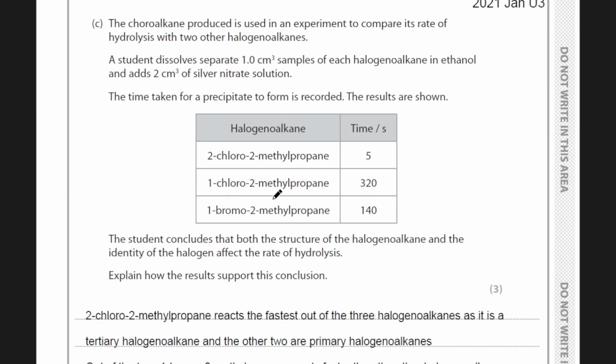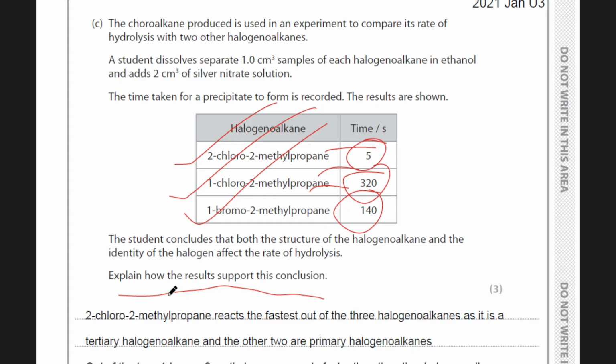Moving on, the chloroalkane produced is used in an experiment to compare its rate of hydrolysis with two other halogenoalkanes. Explain how the results support this conclusion. So we are provided with the time taken for the precipitates to be produced for each of the halogenoalkanes. We can clearly see 2-chloro-2-methylpropane is the fastest. Why is that the case? Because this is a tertiary halogenoalkane, while the other ones are primary.